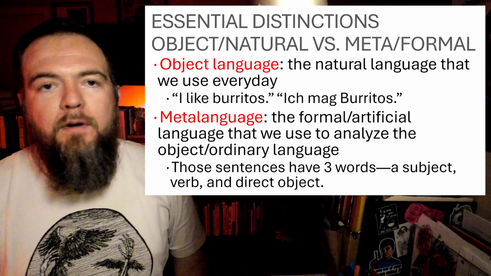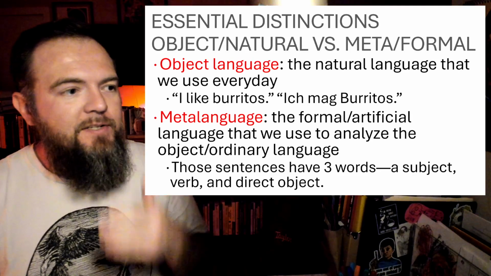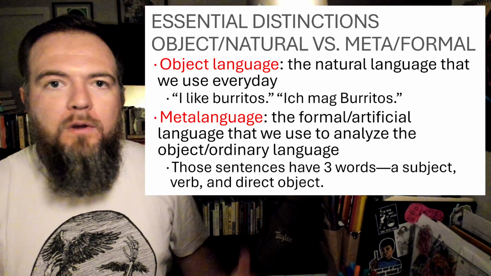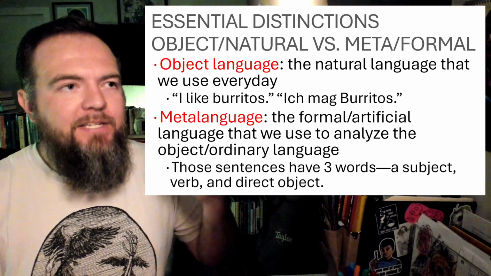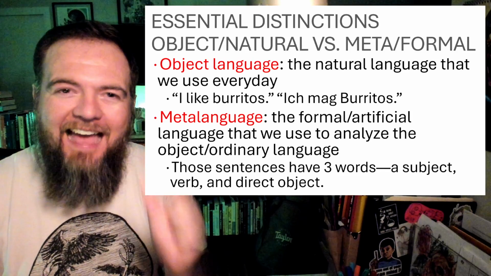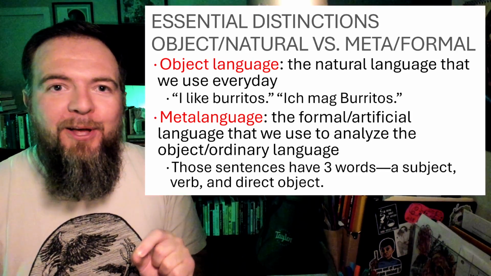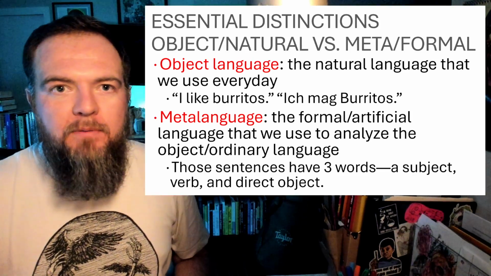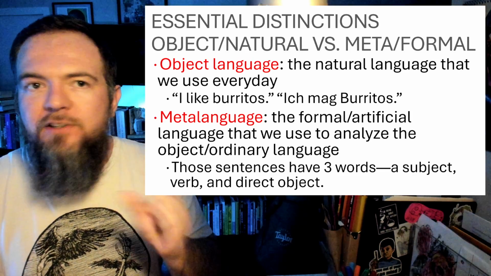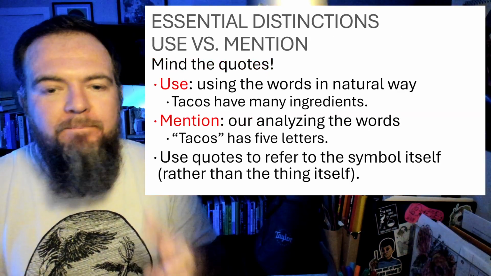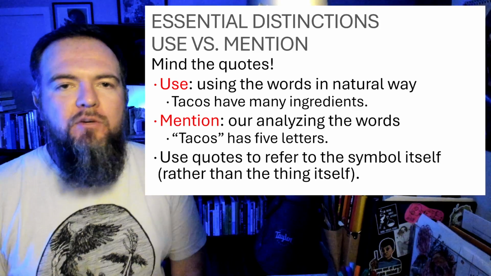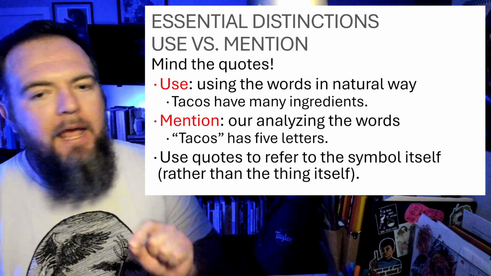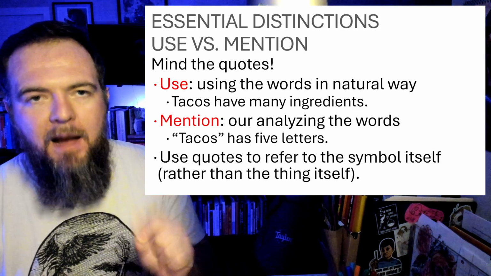Okay. So, for example, the word "taco," I could just say tacos are delicious. But if I also said "taco" has 4 letters, whenever I say "taco" has 4 letters, the taco in that sentence, you know that I'm not talking about the object. You know that I'm talking about the symbol. And so that is a really, really important distinction. And it's exactly this distinction, which is the use versus mention distinction. Use versus mention. And the first point on this slide is mind the quotes.